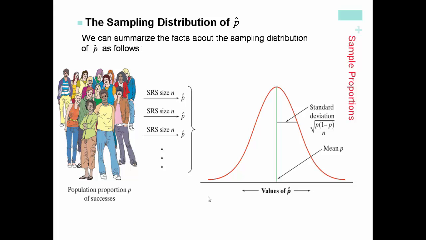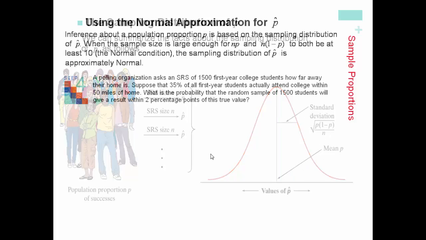We can summarize the facts about the sampling distribution of p hat as follows. Population proportion p of successes. We take a simple random sample of size n repeatedly, which gives the p hat values. We then take the values of p hat and put them onto what hopefully will end up looking like a normal distribution curve, where the mean is the same as the population proportion p if it's an unbiased estimator, and the standard deviation is the square root of p times 1 minus p over n.